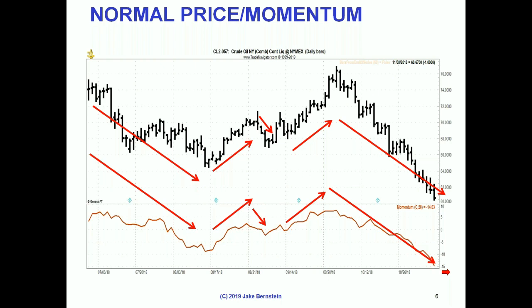So, going to the left, the two big red arrows down. Price and momentum are moving in the same direction. Toward the middle of the chart, in August, price and momentum begin to move up together. So they're doing the same thing at the same time here. Normal. Now they start to move down together. Normal. Now they start to move up together. Normal. Now they move down together. Normal. Everything is normal.